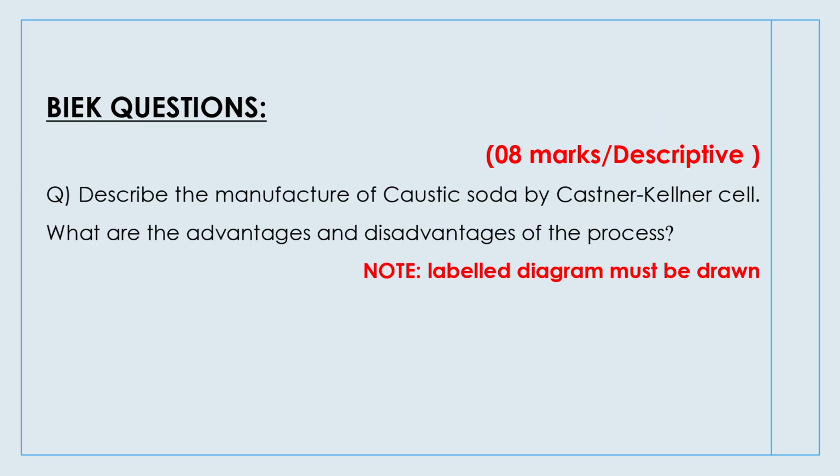The second question that we get in the descriptive is for the manufacturing of caustic soda, that is sodium hydroxide, by the Kastner-Kellner cell, along with the advantages and disadvantages of the process. Make sure that when you attempt such questions, the labelled diagram must be drawn. Also, in these kinds of questions, you also get the chemical reactions, that is the properties that you have after the industrial manufacturing. Those must be attempted.